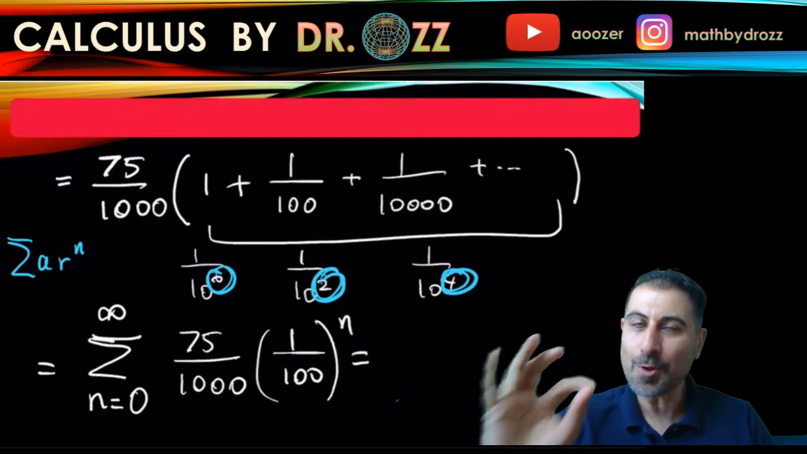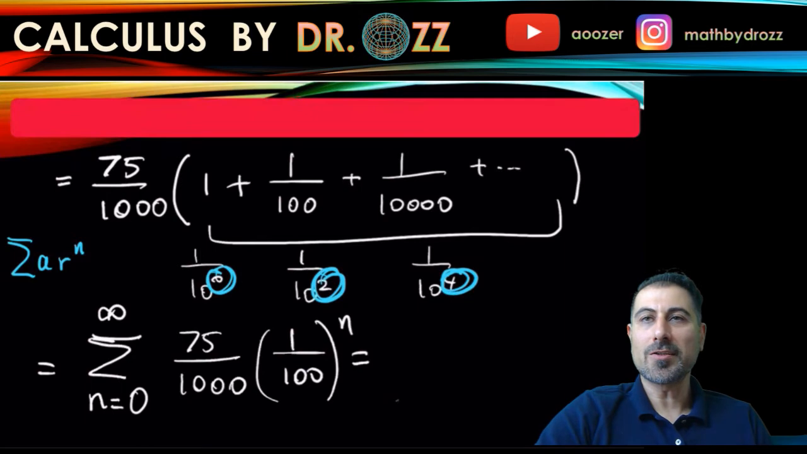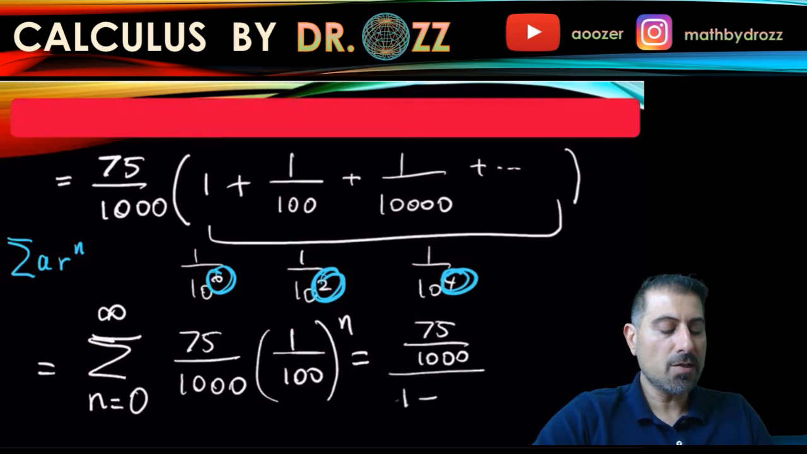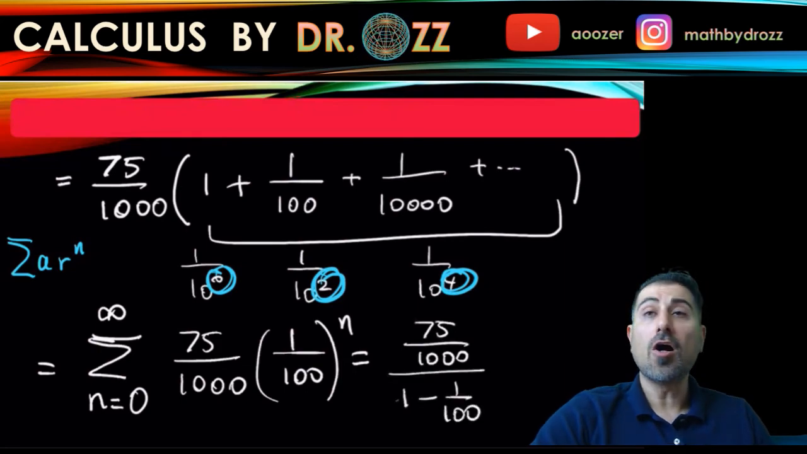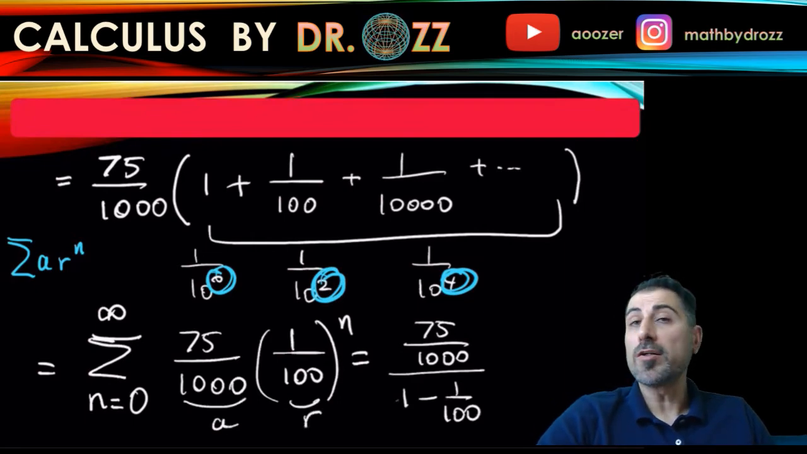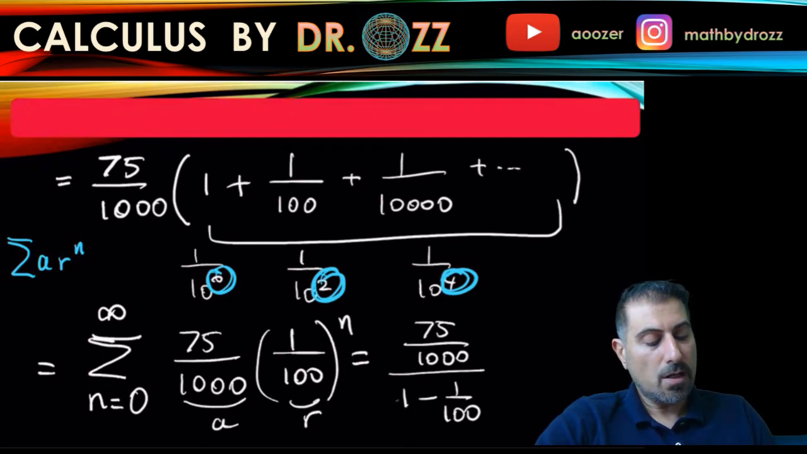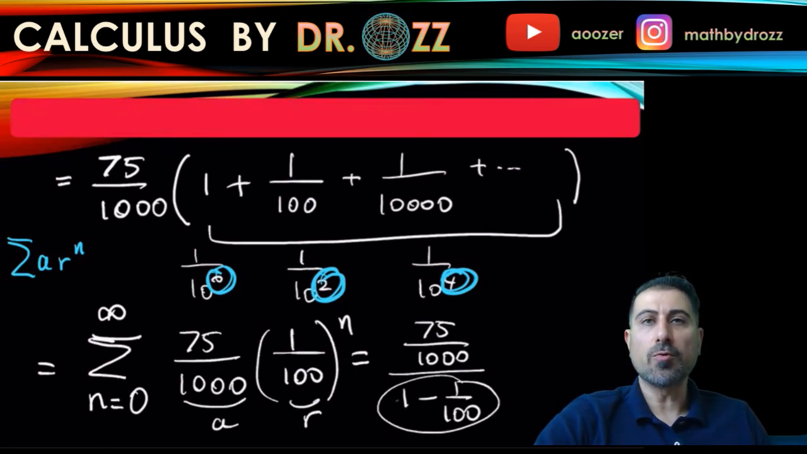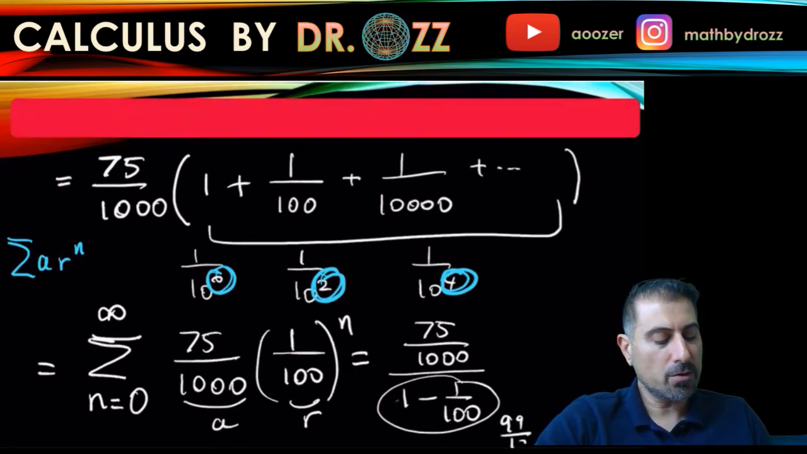Now we have the perfect geometric series form, and the sum would be a divided by 1 minus r. Here this is a and this is r, and r is less than 1, so it's convergent. So this part is going to be 1 minus 1 over 100, so it's 100 over 100 minus 1 over 100, which is 99 over 100.